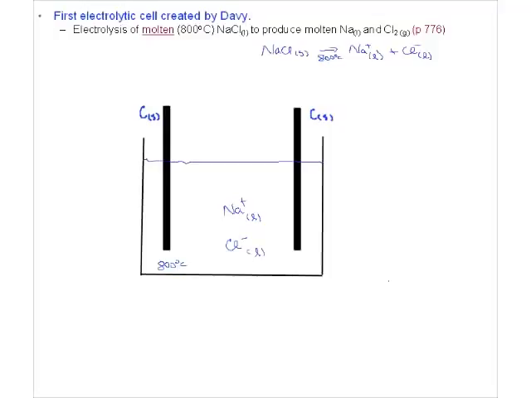Notice how I'm not writing aq. aq refers to the presence of water. That's not what's happening here. We're simply disintegrating the ionic crystal lattice by melting the structure. So we've got free sodium ions in the liquid state, very, very hot. We've got free chloride ions floating around here, very, very, very hot.